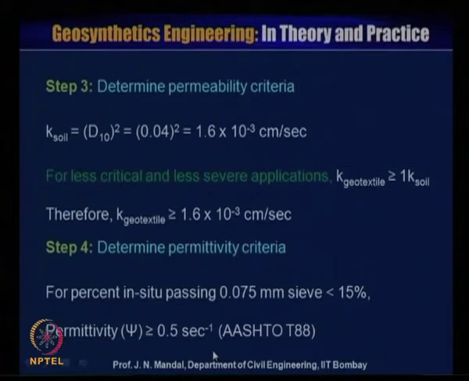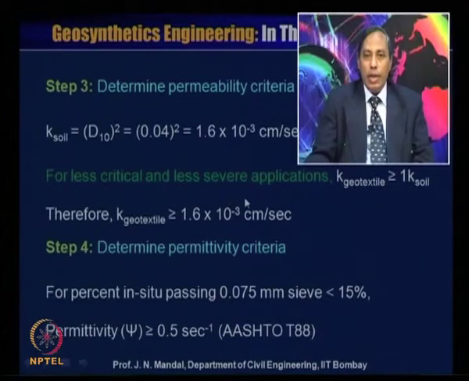Step 3: determine the permeability criteria. You can adopt the coefficient of permeability of the soil, K soil, equal to D10 squared. The D10 value is known, 0.04, squared. This is equal to 1.6 into 10 to the power minus 3 centimeter per second. For less critical and less severe application, K of geotextile should be greater than or equal to 1 times K of soil. Therefore, K geotextile is greater than or equal to 1.6 into 10 to the power minus 3 centimeter per second.